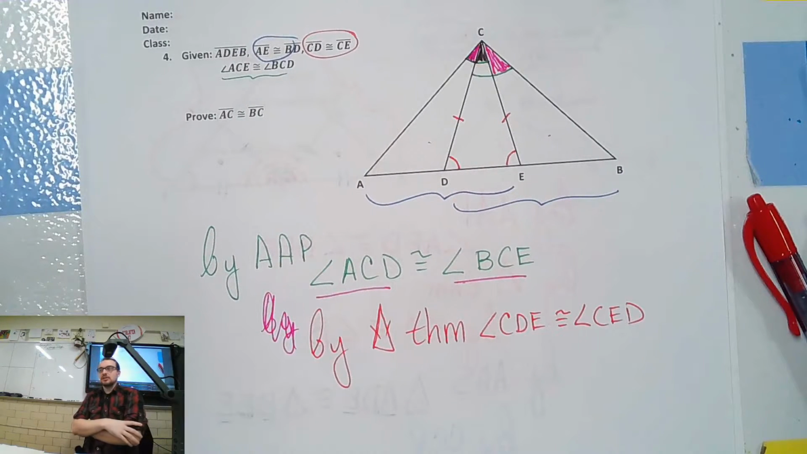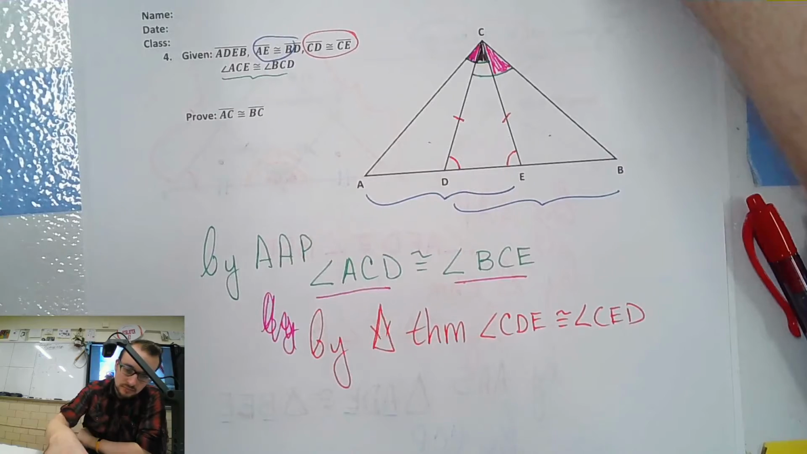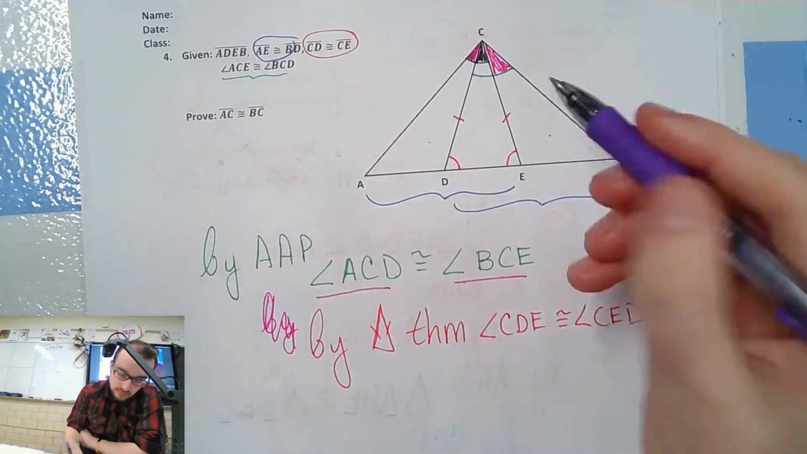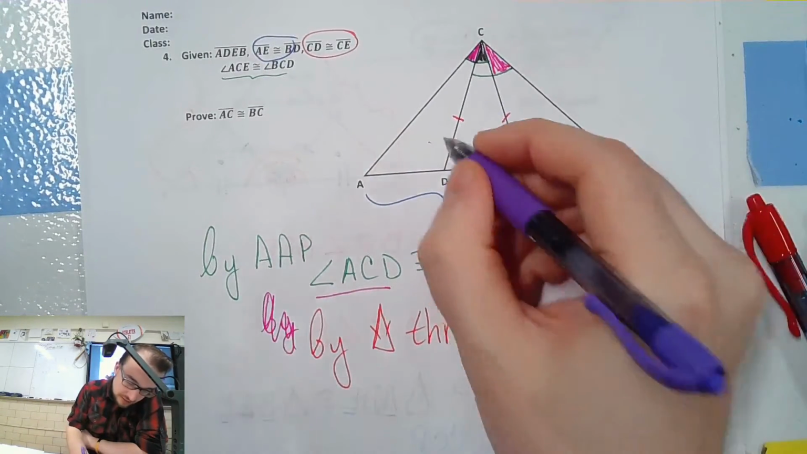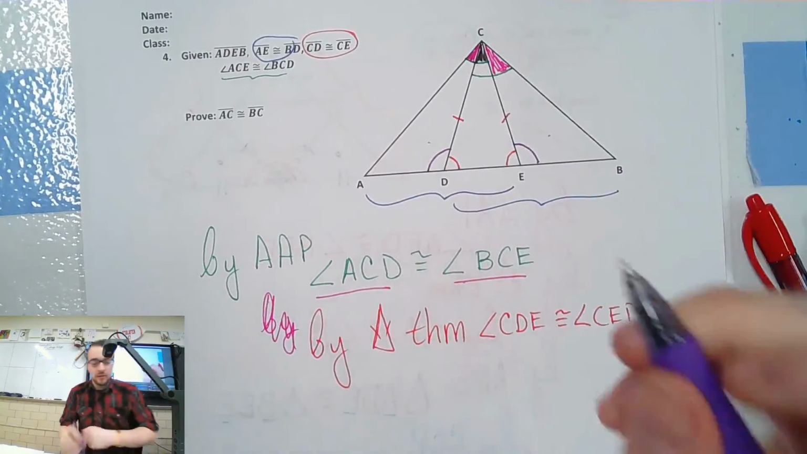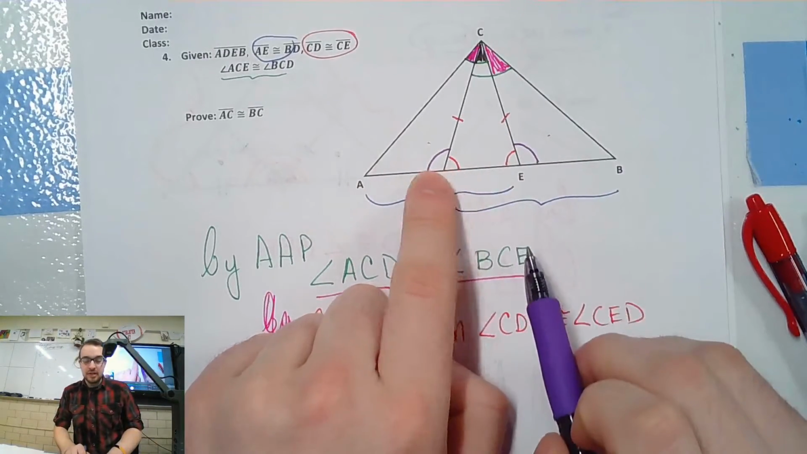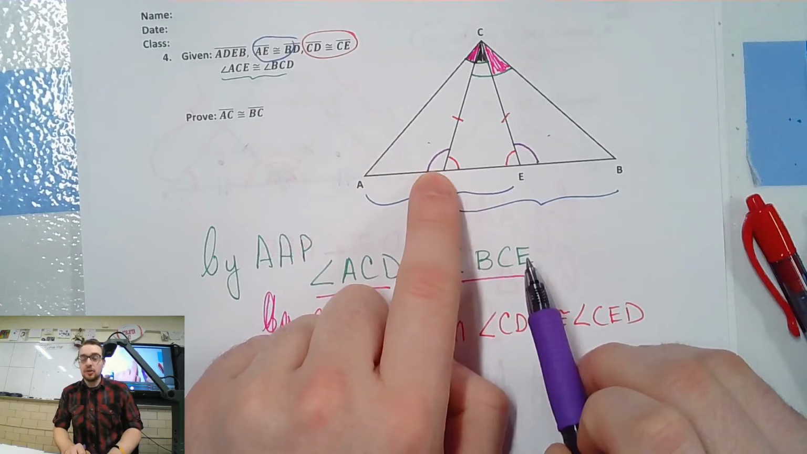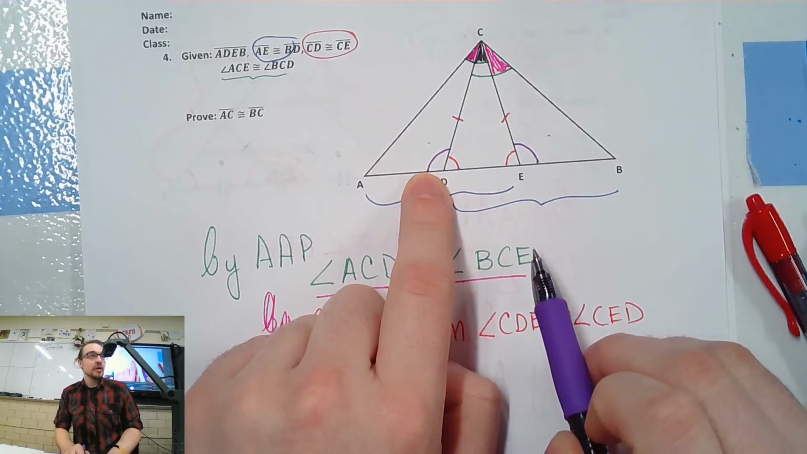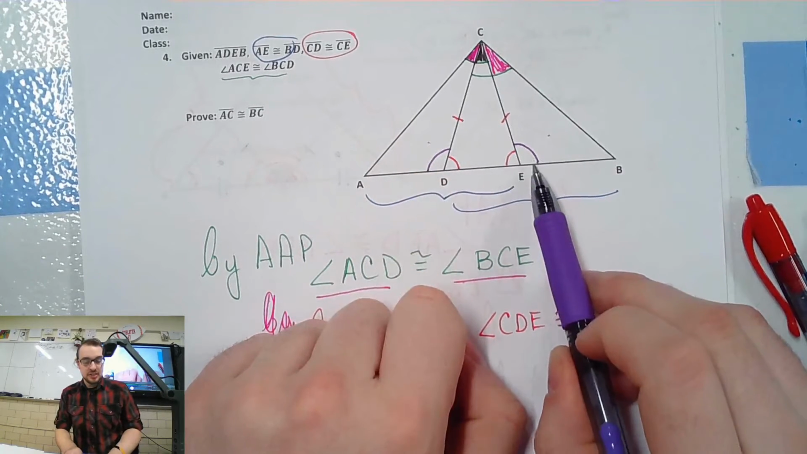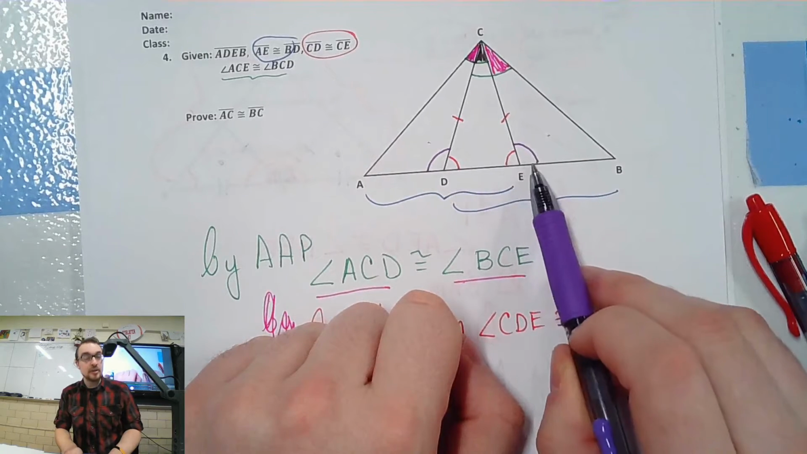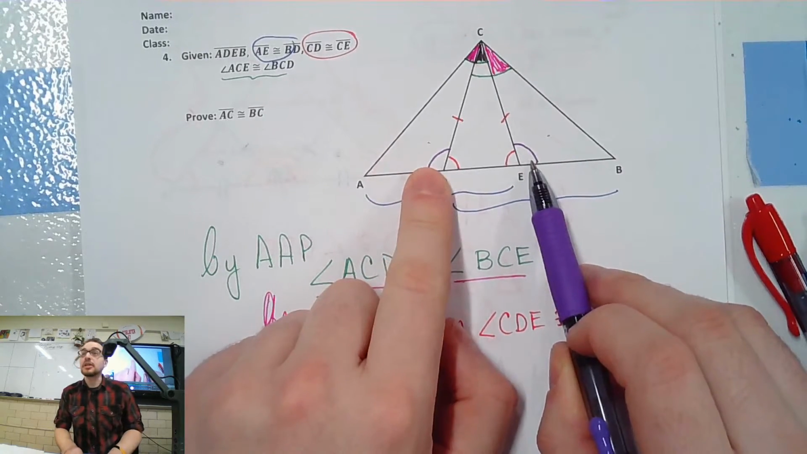And why does that help us? Go ahead, Zayden. It'll let you use LPT to get angles CEB and angles CDA. Yep, CEB and CDA are congruent by linear pair theorem, right? We know that the two angles here and here must add up to 180, right? So 180 minus red gets us this angle, right? Isn't this angle also equal to 180 minus the red? So then they must be congruent.